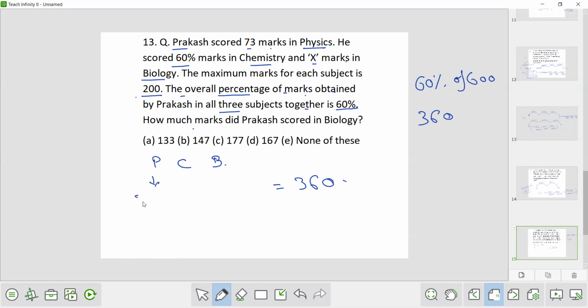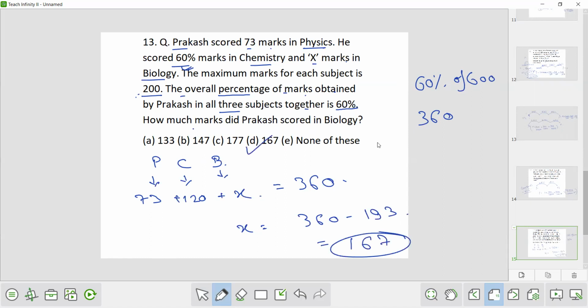So in physics he got 73 marks. In chemistry he got 60 marks. So that is 193 together. How much marks did he get in bio? So this is a very simple question. So X is how much? 360 minus 193, that is 167. Option D is the correct answer.